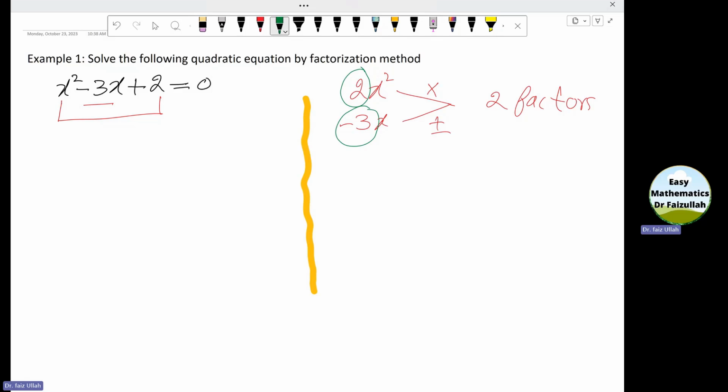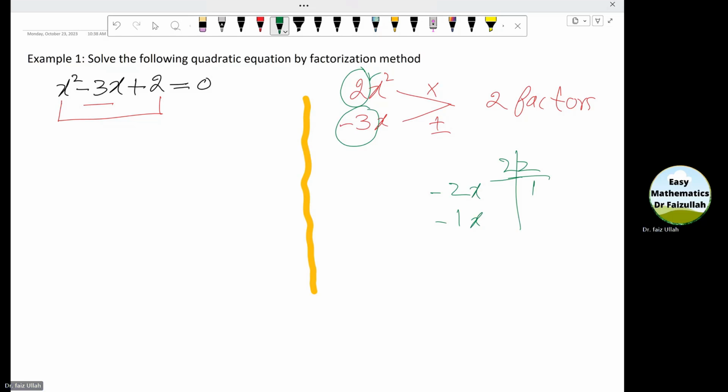Those two numbers always exist in the prime multiple of 2. So the prime multiples of 2 are 2 and 1. So those numbers are 2 and 1. Now you can see if I write minus here and minus here, if you add minus 2 and minus 1, we get minus 3. And if we multiply minus 2 with minus 1, we get plus 2. So those numbers are minus 2x and minus 1x.